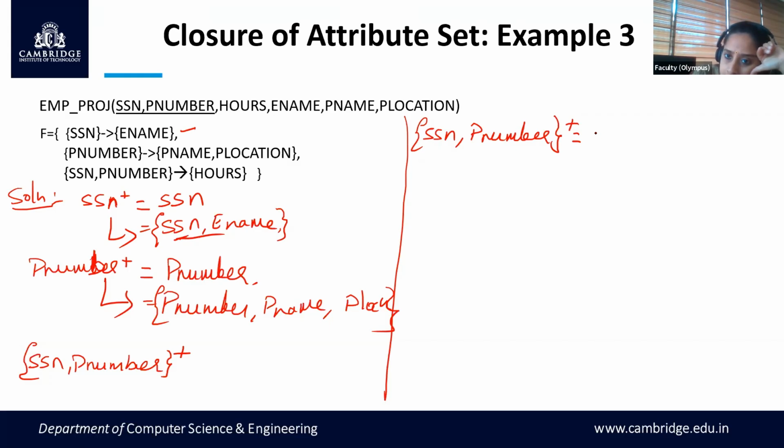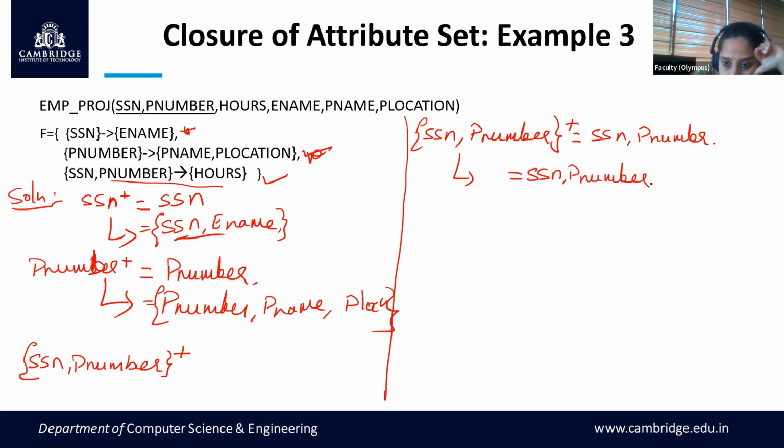SSN, P number is a reflexivity. SSN comma P number. Okay, I'll take equals here. Next. These two, SSN, P number, take what FD? Sorry, hours. It takes hours, right? So SSN comma P number together derives hours.